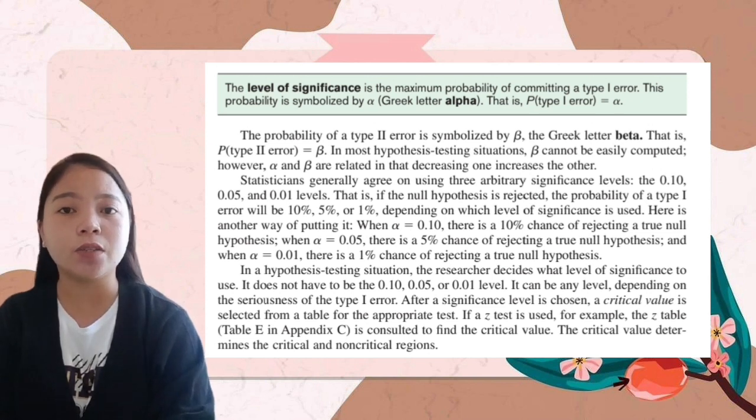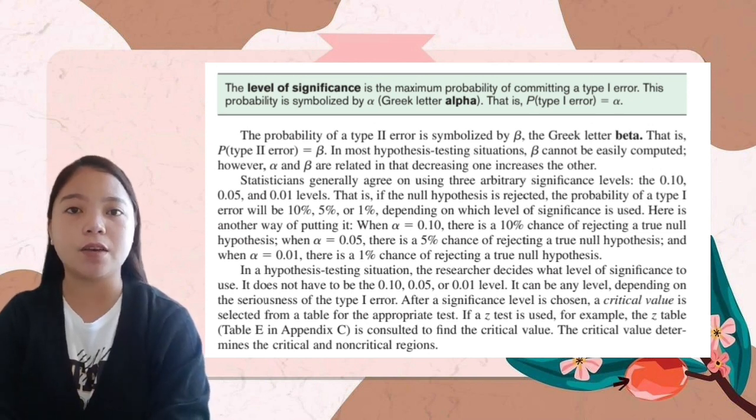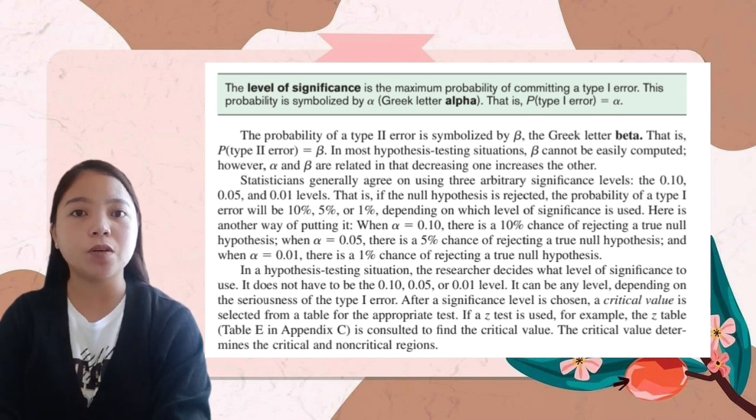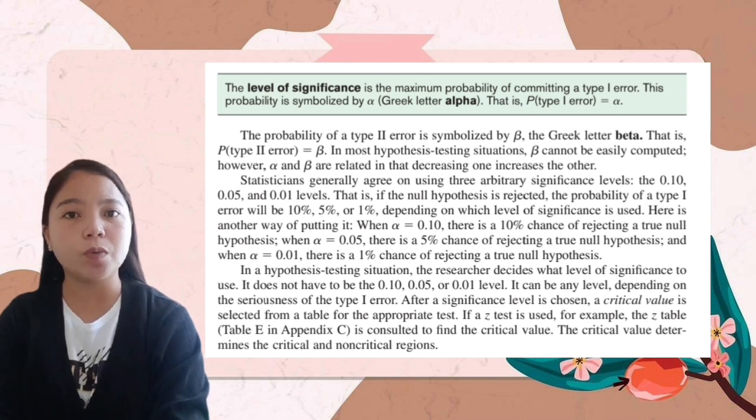Statisticians generally agree on using three arbitrary significance levels, the 0.10, the 0.05, and the 0.01 levels. That is, the null hypothesis is rejected when the probability of a type 1 error will be 10%, 5%, or 1%, depending on which level of significance is used. In another way of putting it, when alpha is 0.10, there is a 10% chance of rejecting a true null hypothesis. When alpha is 0.05, there is a 5% chance of rejecting a true null hypothesis. And when alpha is 0.01, there is a 1% chance of rejecting a true null hypothesis.